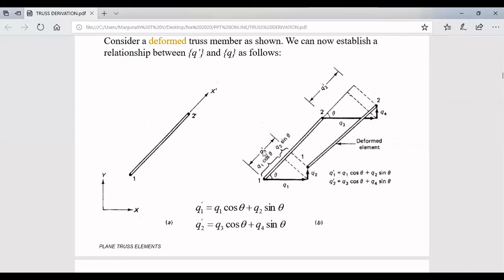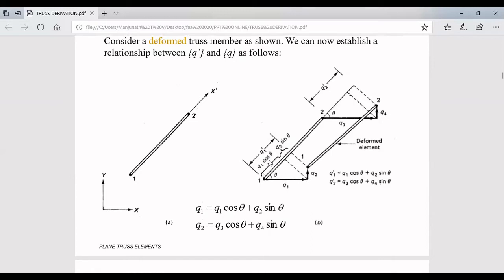Whatever the displacement, in the local and global coordinate system it is equal, because it is independent of the coordinate system. So q1 dash will be equal to q1 plus q2. Whatever the nodal displacement in the local coordinate system must be equal to the displacement in the global coordinate system.